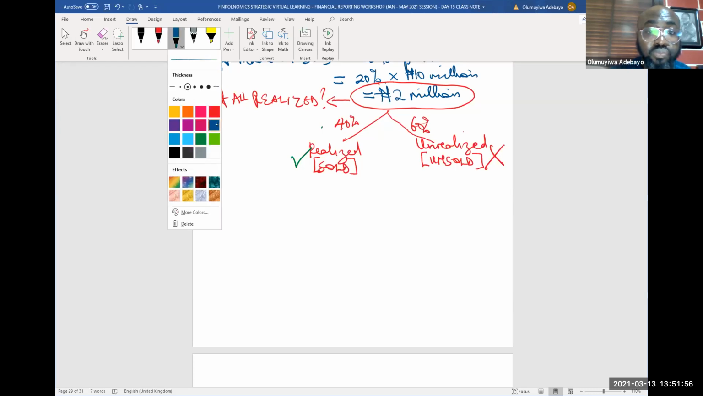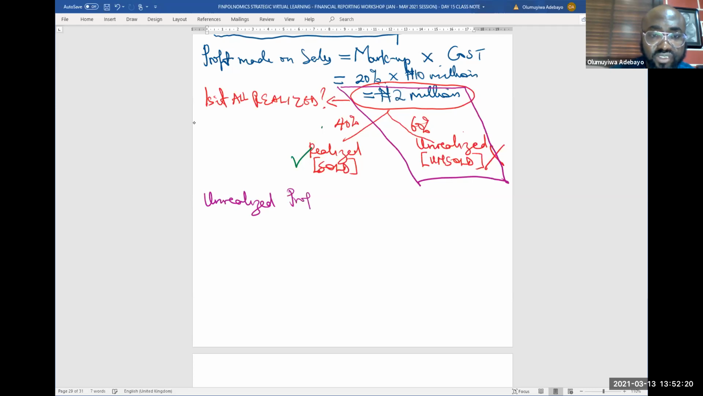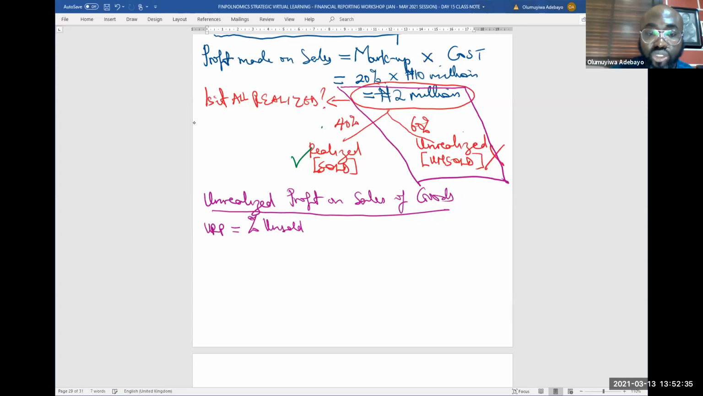That portion, I cut it off. That portion of problem is the portion attributable to what? Unrealized profits on sales of goods. And what is that? Unrealized profit is now the percentage of unsold goods, which I showed you earlier. What percentage is it? 60%.